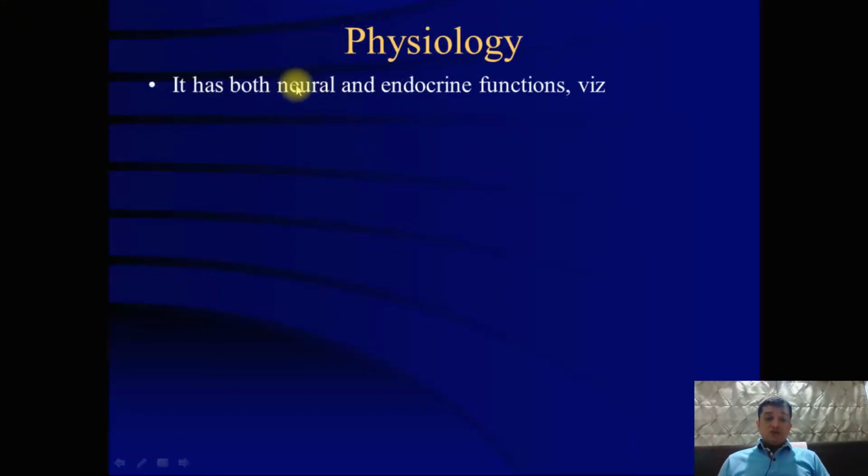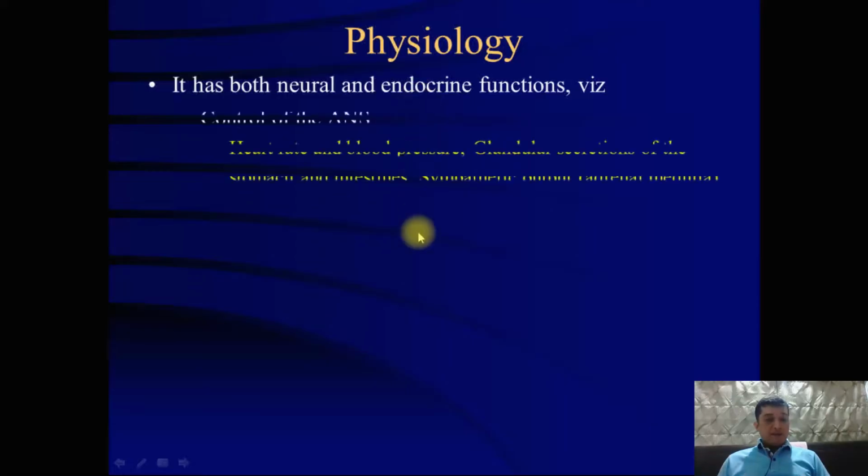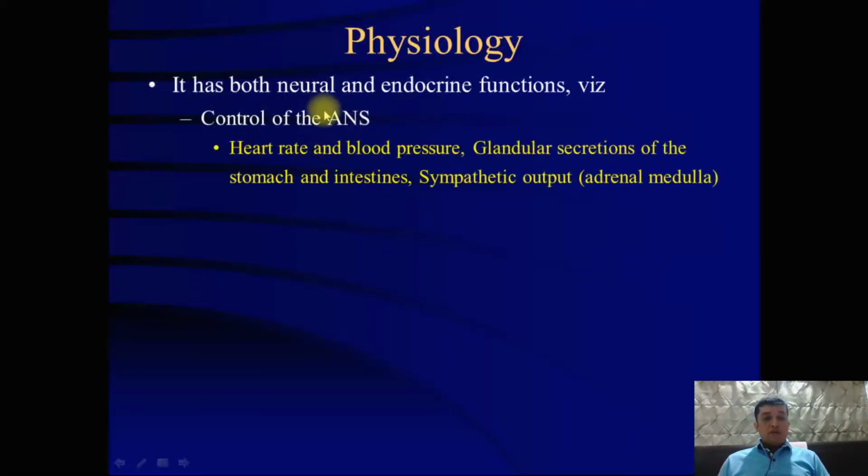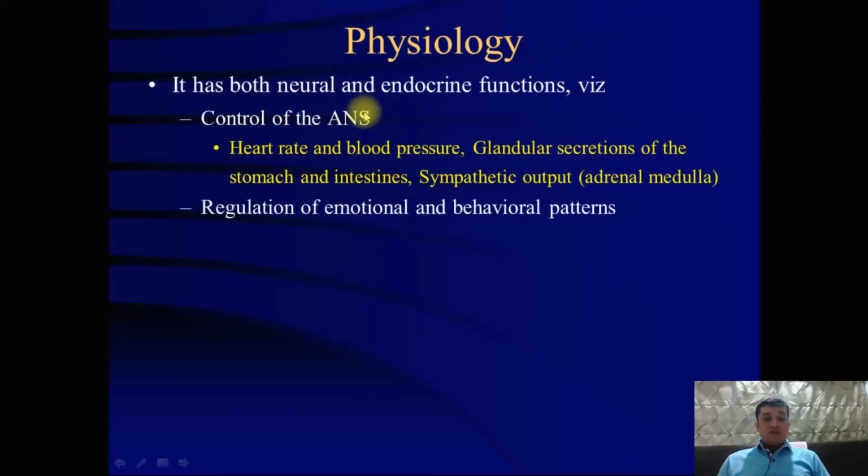So let's first revise the neural function, and then we will move to the endocrine function. The first one is the control of the autonomic nervous system, which is a very important function. It controls and regulates the heart rate, the blood pressure, glandular secretion of the stomach and intestine, the movements of the gastrointestinal tract, and the sympathetic output given to the adrenal medulla. All of these are under the control of the hypothalamus. Involuntary behavior is also under its control.